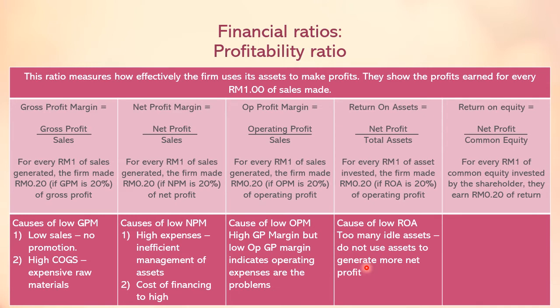That's the problem. For ROE, it is for the purpose of shareholders as profit assessment, because they want to know for every RM1 that they have invested in the company, how much profit the shareholder earns. So if you get 20% ROE, then for every RM1 the shareholder invests in the company, they earn 20 cents from their investment.